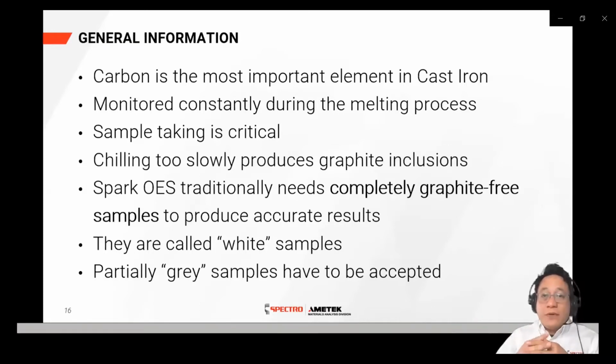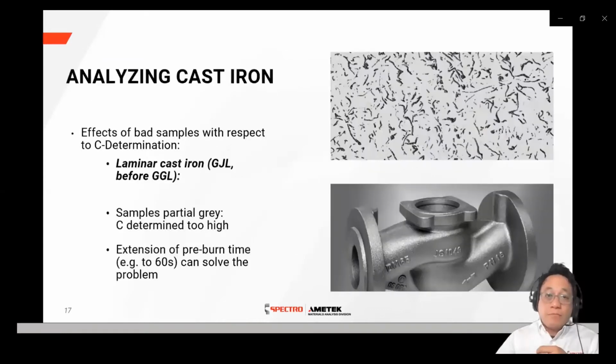In real life, it takes a lot of experience and perfect sample taking to produce this so-called white cast iron structure on a regular basis. In other words, it's very difficult. And we have to accept partly gray samples. This is the reason why we developed our new Iron 25 program. So let's start analyzing this a little bit further.